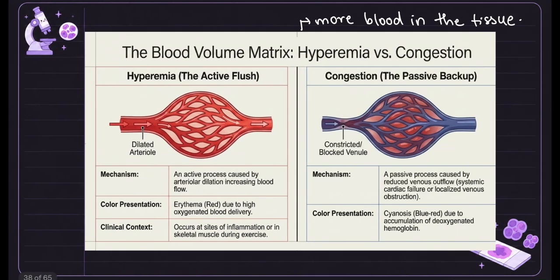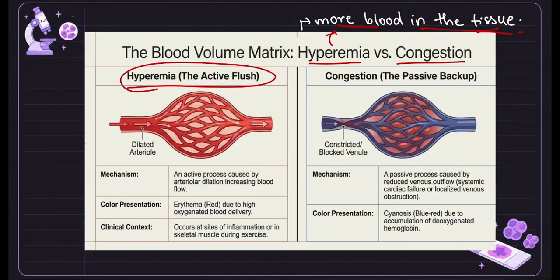As our journey continues, we move right into phase 2, hypervolemia and congestion. We're moving beyond simple fluid leakage now. Let's look at what happens when the actual volume of red blood cells increases directly within the tissues. Both hyperemia and congestion mean there's more blood within a specific tissue, but their underlying mechanisms are complete opposites.